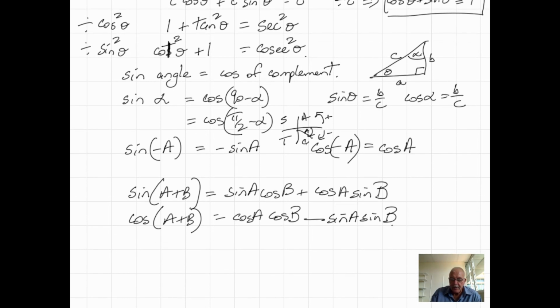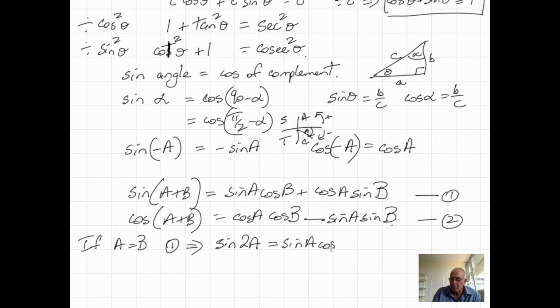From that, we can work out what happens if A equals B. If we call that equation 1 and that equation 2, in equation 1, if A is equal to B, we get sine of A plus A, which is sine 2A, equals sine A cos A, plus cos A sine A, so everywhere there's a B, we write an A. So that'll be equal to 2 sine A cos A.